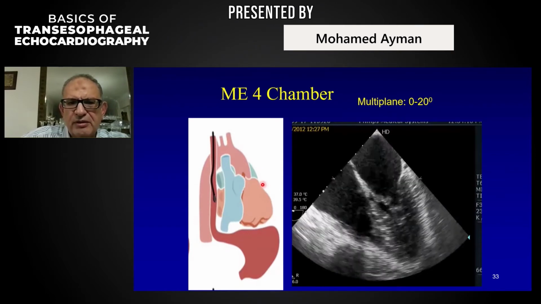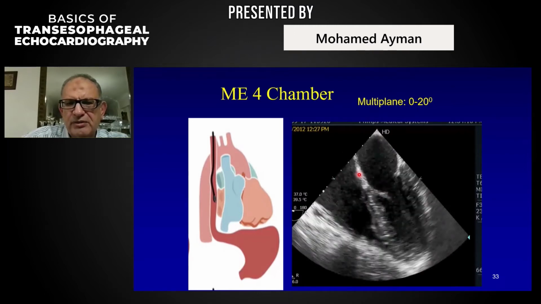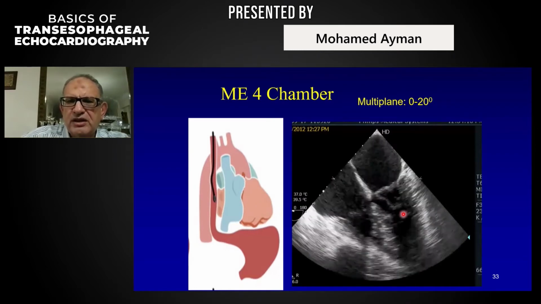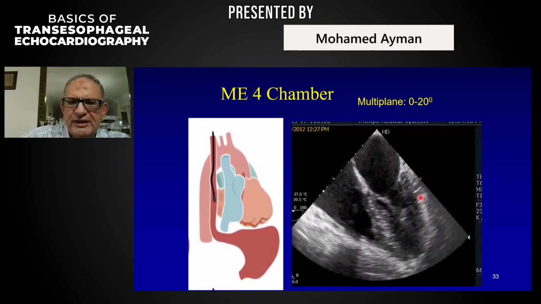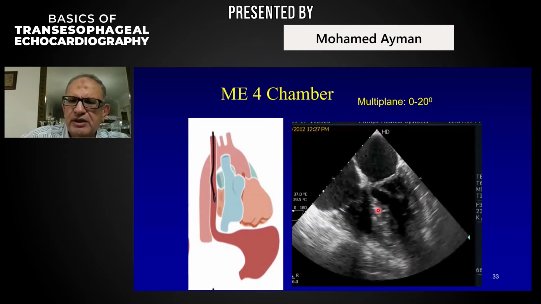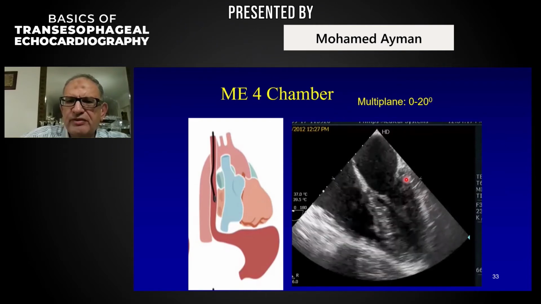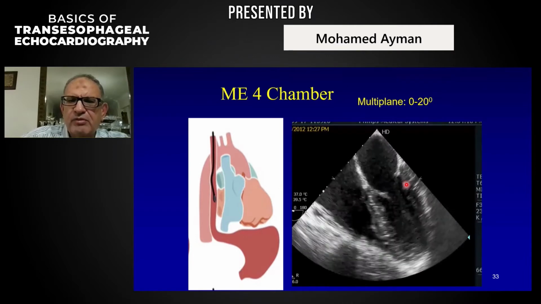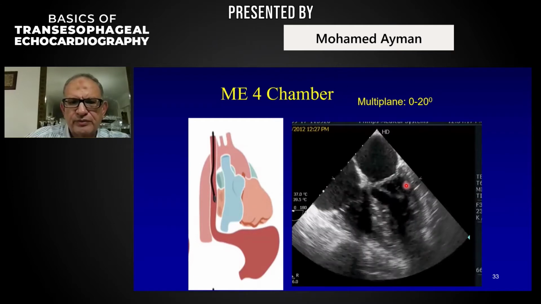So the probe is here: two atria, two ventricles, the interatrial septum, and the interventricular septum. Actually, what you see here in this mid-esophageal four-chamber view is the anterolateral wall of the left ventricle and the inferior septum. And those are the two middle scallops of the mitral valve, P2 and A2, in this mid-esophageal four-chamber view.